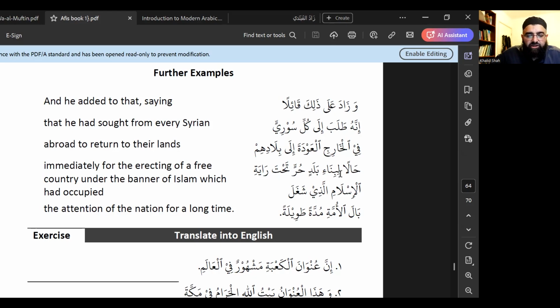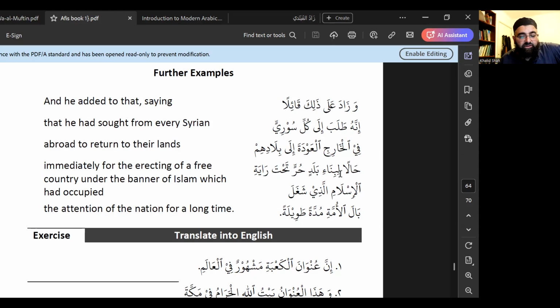Fil khariji. Fil khariji, literally abroad, but it is literally in the outside, right? Al-awdata, what does he seek from them? Right? Al-awdata, this is a maf'ul of talaba. Why? Because there's a fatha there. Even though talaba is way back and there are things in between, talaba al-awdata, he sought, he seeks al-awda, return, ila biladihim, to their lands, to their country, right?